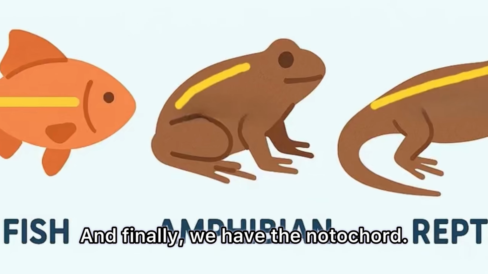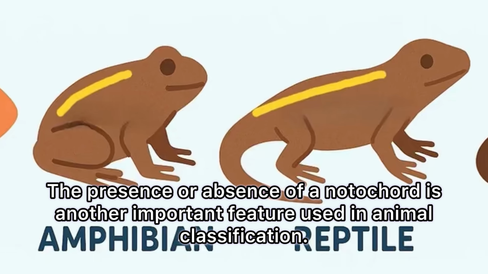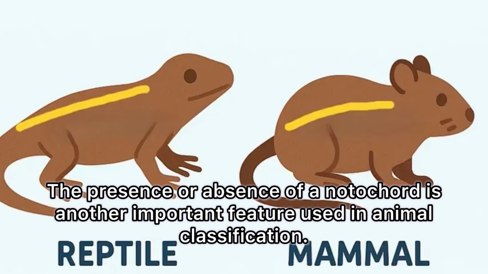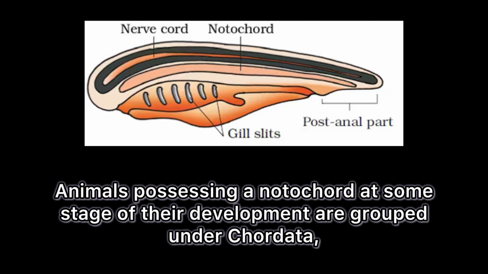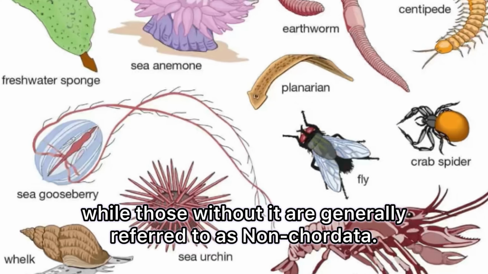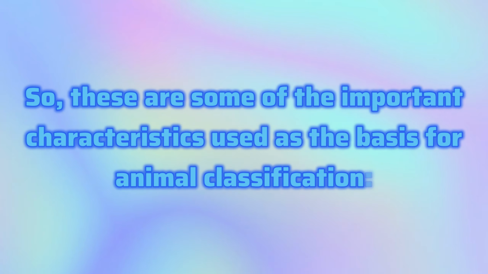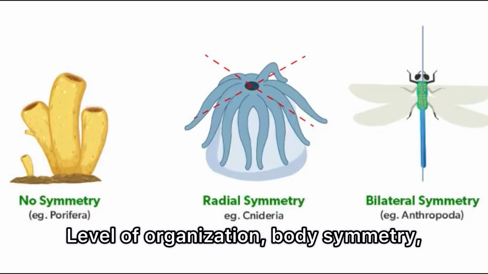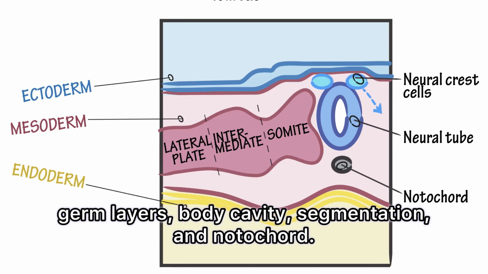And finally, we have the notochord. The presence or absence of a notochord is another important feature used in animal classification. Animals possessing a notochord at some stage of their development are grouped under chordata, while those without it are generally referred to as non-chordata. So these are some of the important characteristics used as the basis for animal classification. Level of organization, body symmetry, germ layers, body cavity, segmentation, and notochord.